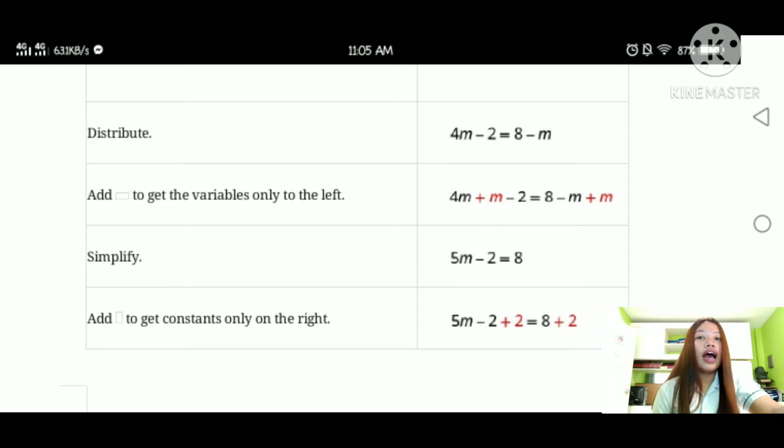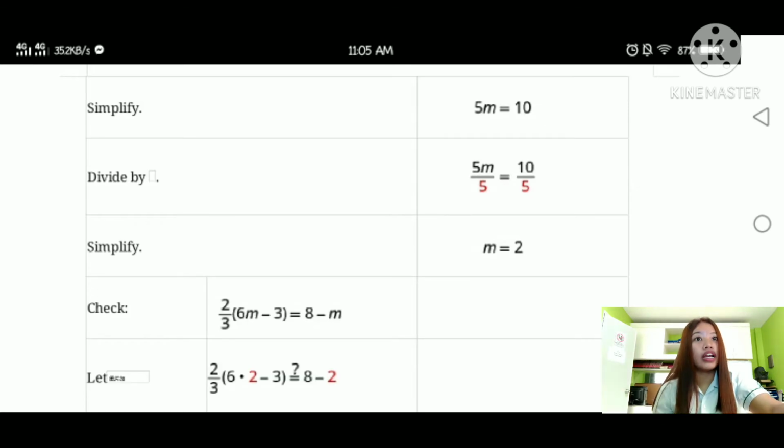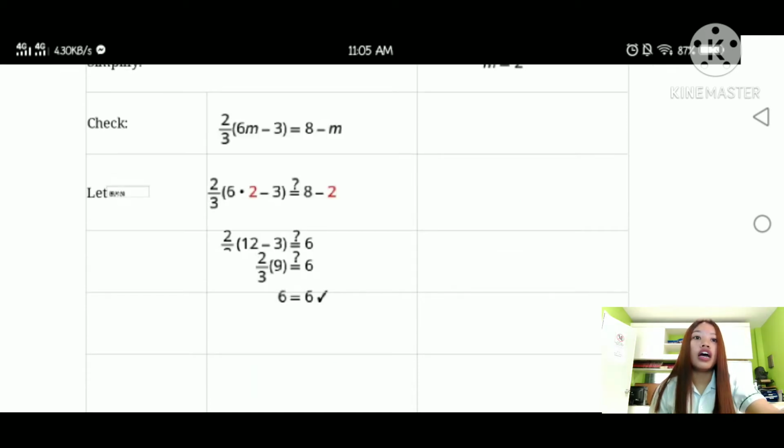And add 2 to get the constant only on the right side. 5m - 2 + 2 = 8 + 2. So, you need to simplify again. It will be 5m = 10. Divide by 5, both sides. So, it will be m is equal to 2. So, check if m is equal to 2. Then, you need to substitute the number 2 for letter m.